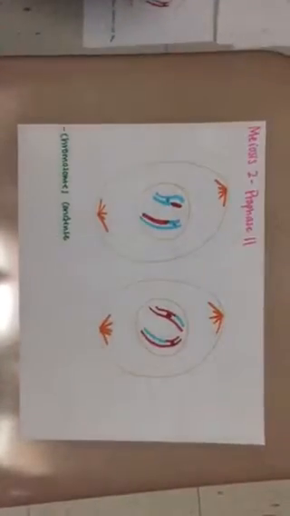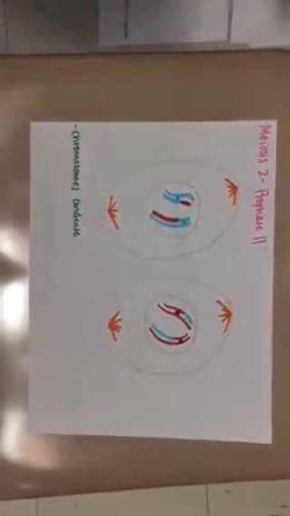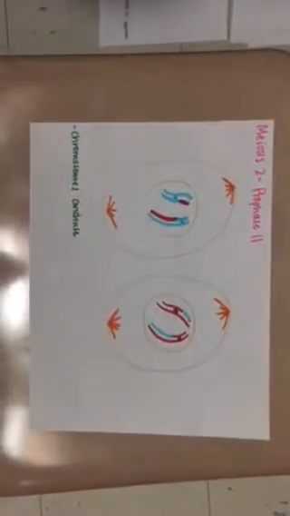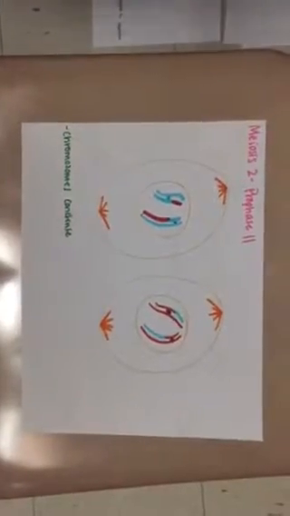In prophase 2, this is the start of the second cycle, first of all, the chromosomes condense in each of the 2 cells. In metaphase 2, the spindle microtubules align the chromosomes to the center of the cell. In anaphase 2, centromeres separate and chromatids are moved to opposite poles.